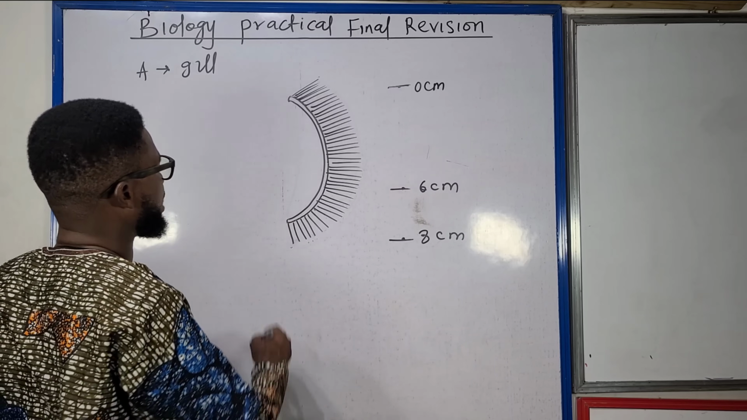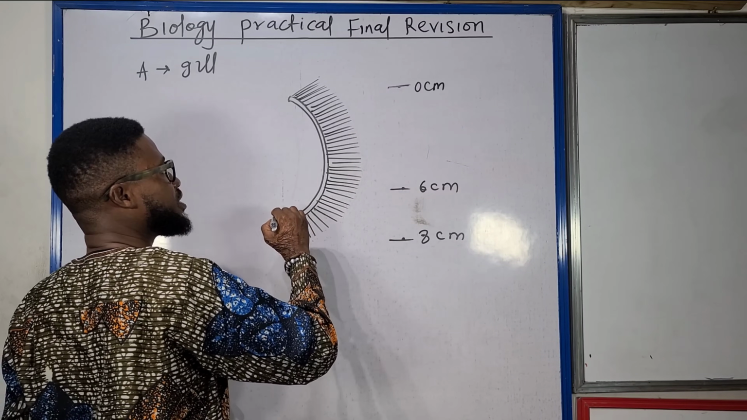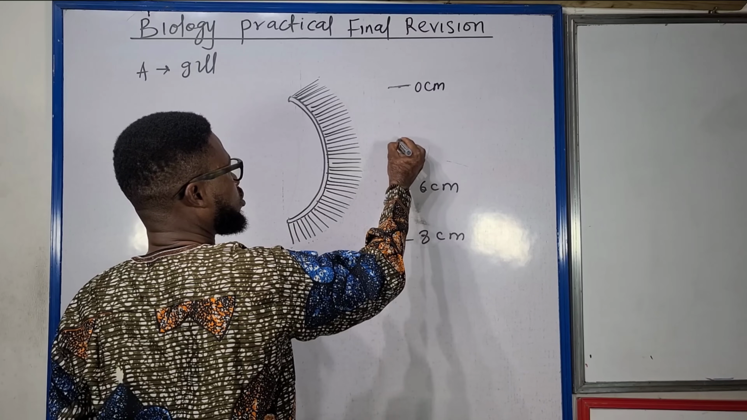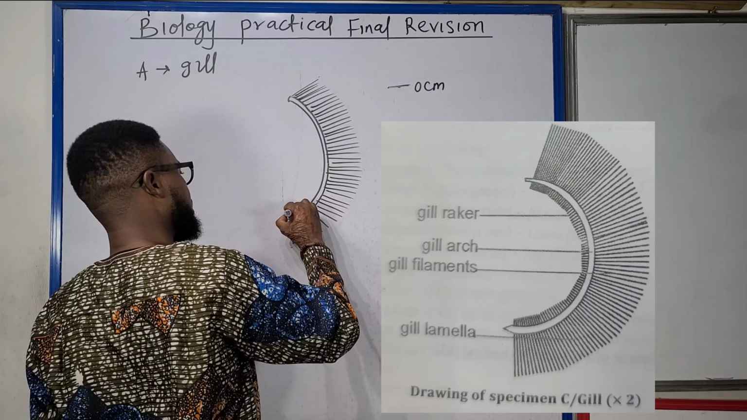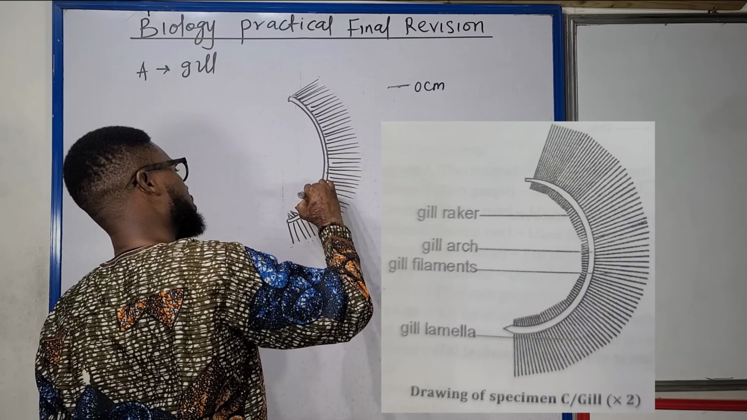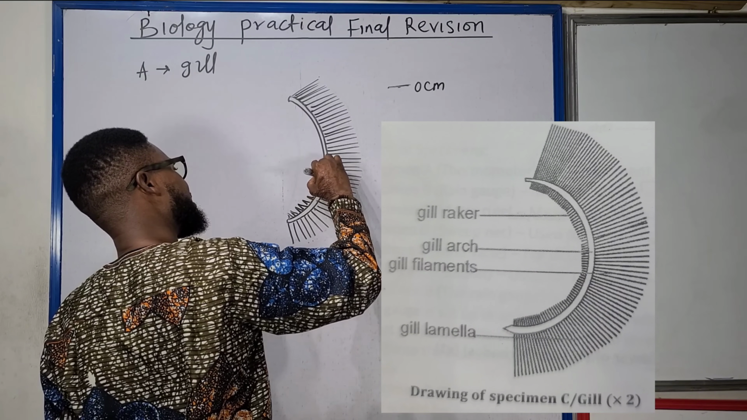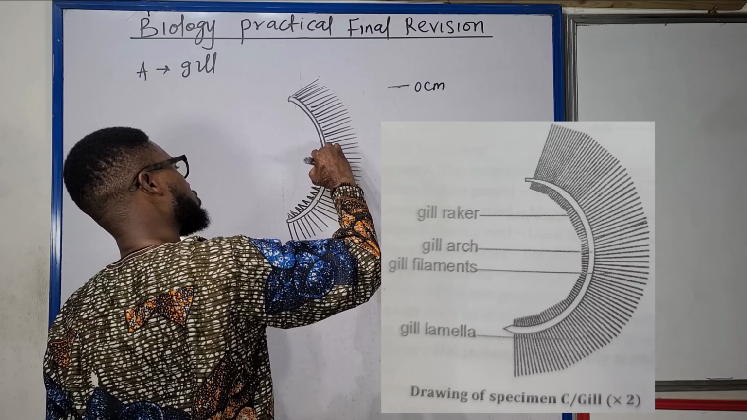So I've been able to do that. Then the next thing, that's talking about the gill filament. The next thing is the gill rakers on the inside, where I'm just going to draw something like this. I'm going to draw my gill rakers on the inside, some thick, short structures.